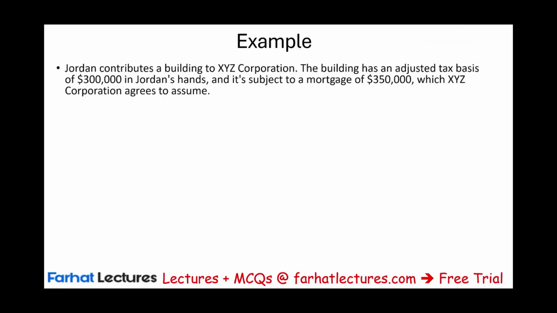Jordan contributes a building to XYZ Corporation. The building has an adjusted basis of 300 and it's subject to a mortgage of 350. XYZ Corporation agreed to assume the mortgage. So notice here, the debt is 350. The basis, the tax basis, is 300,000. What does that mean? It means we have more debt than the tax basis.